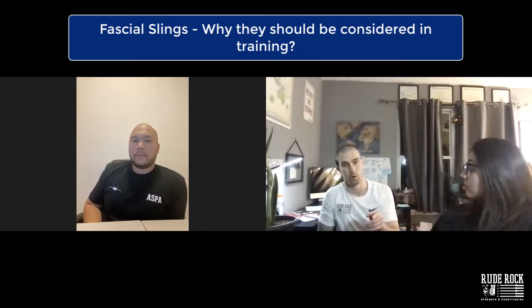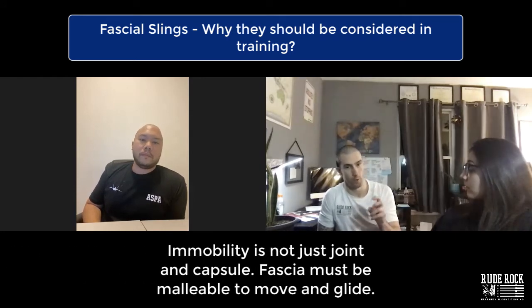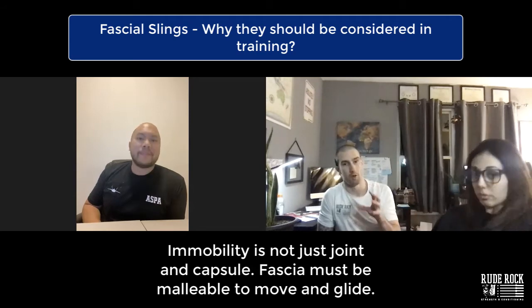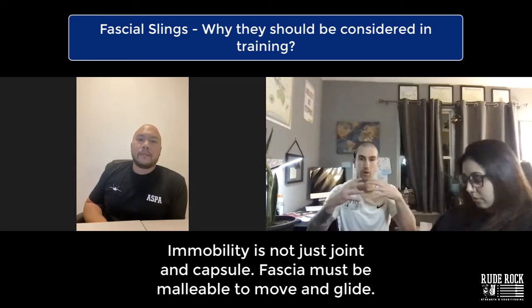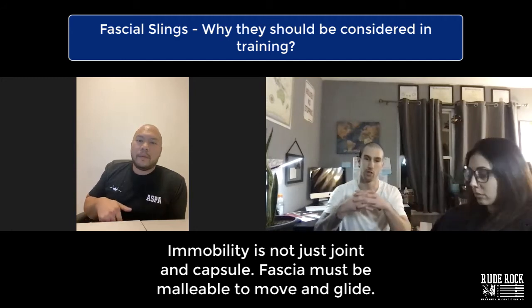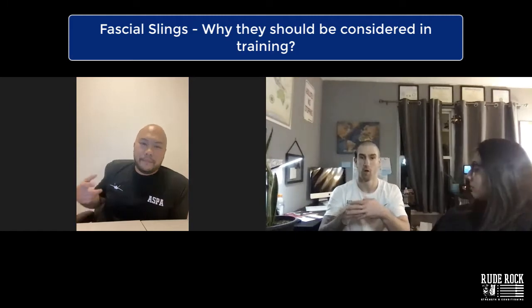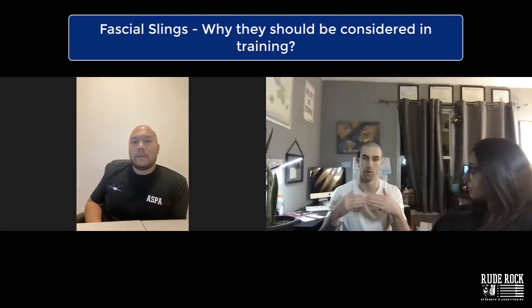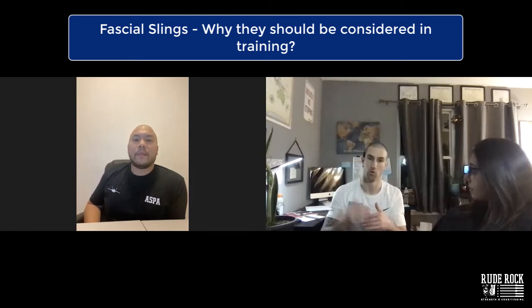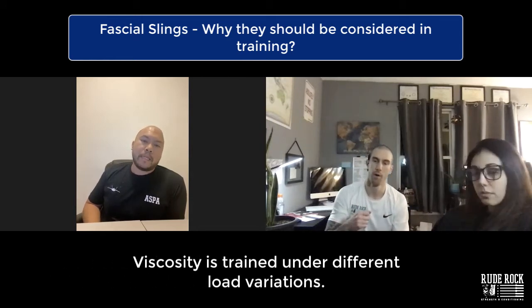I think we could all agree on this, because it's another critical point: a lot of immobility is not just the joint and the capsule. A lot of immobility is the lack of ability of the fascial tissue to release, or there are too many adhesions, or it can't glide. It's lost its viscous properties, right? Once you lose the viscous properties, which by the way are maintained or trained under fast loads and slow loads, it's a load variation, right?